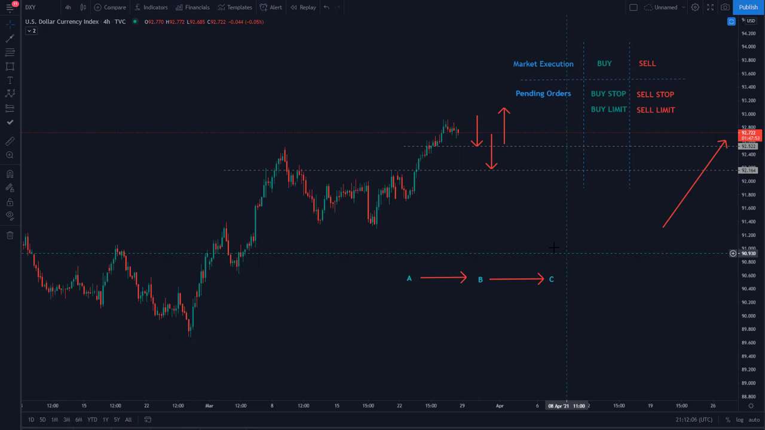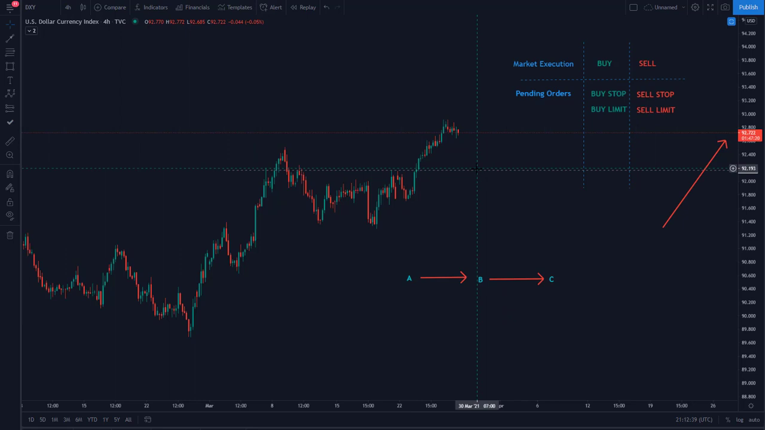So pretty straightforward, guys. Let's assume the market price is currently here. However, we're not ready to sell yet. We're waiting for other confirmations, from our technical analysis or fundamental analysis. We want the market to activate our order only if it gets to 92.522 and move towards our potential take profit area. That is a sell stop pending order. So it's basically just the opposite of a buy stop, right?